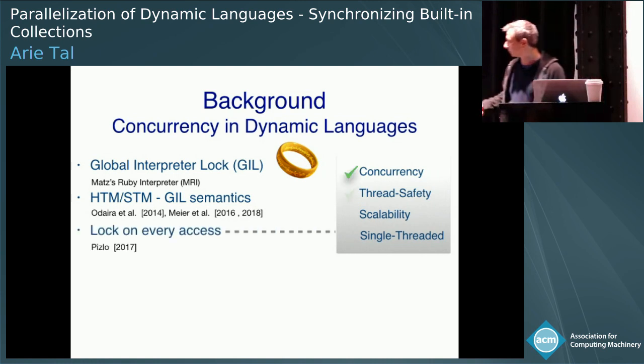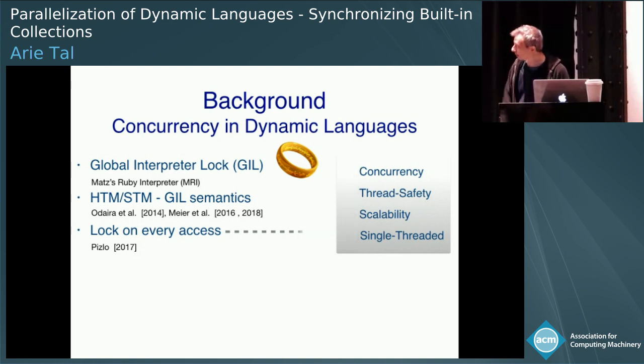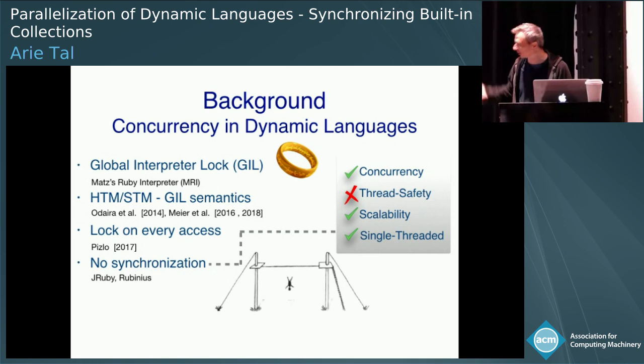And there are other approaches like locking every access to a collection. So again, no scalability. And believe it or not, there are some VMs that just do no synchronization. So yeah, we get scalability, but no thread safety. It's essentially like walking a tightrope without a safety net, right?